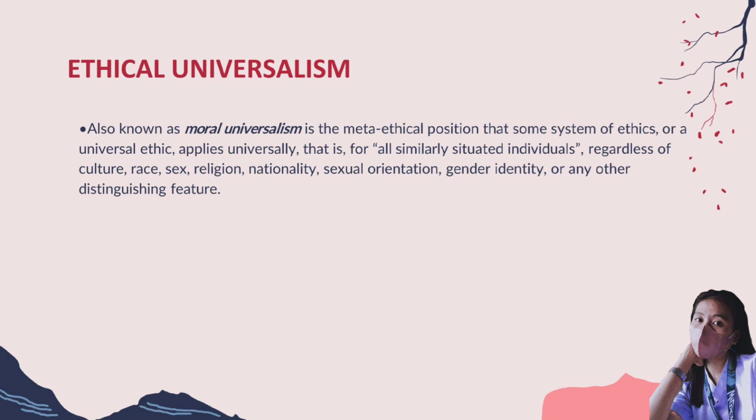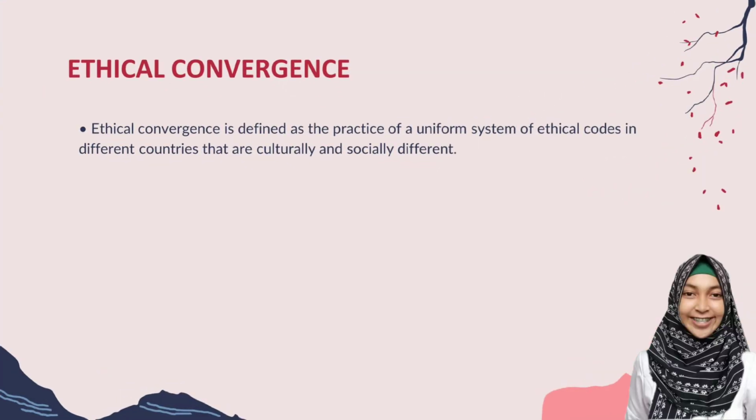These are examples of universal ethical principles or norms: honesty, trustworthiness, treating people with dignity and respect, respecting the rights of others, and avoiding unnecessary harm to workers or users of a company's products or services. That's all. Now let's move to ethical convergence.